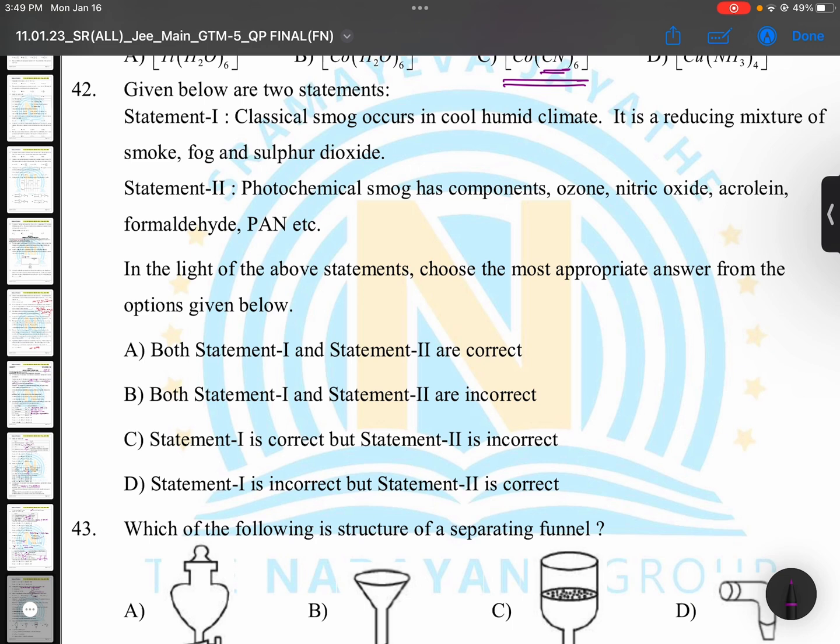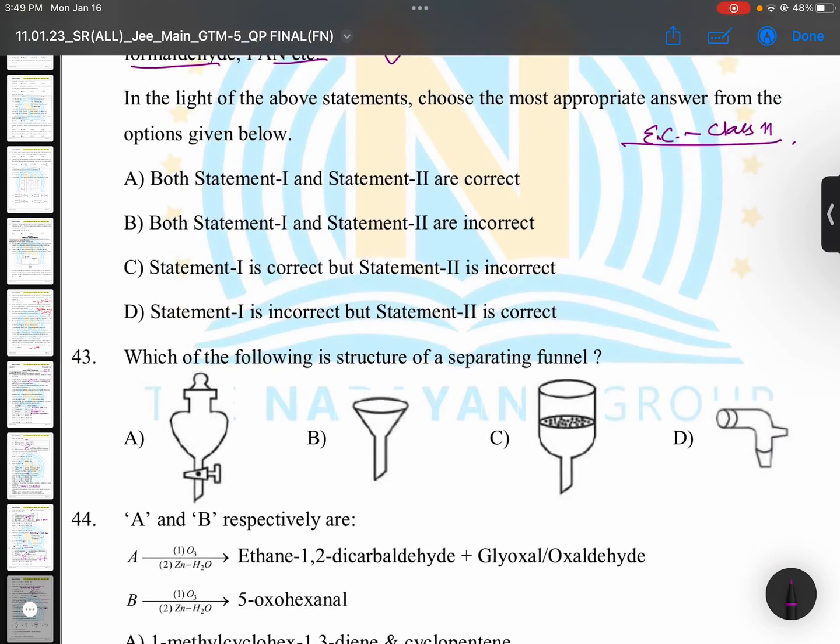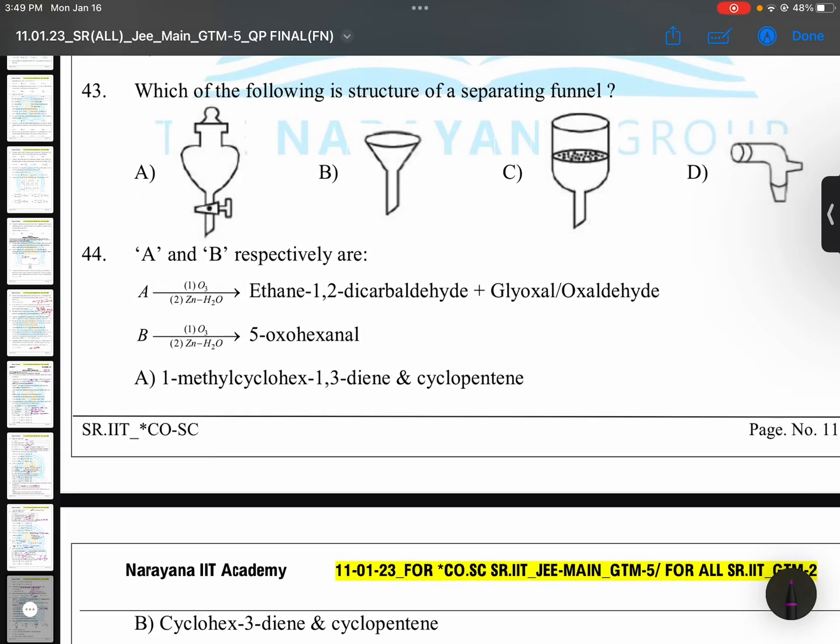Two statements are mentioned here. Classical smog occurs in cool, humid climate. It's a reducing mixture of smoke, fog, and sulfur dioxide. Photochemical smog has components ozone, nitric oxide, acrolein, formaldehyde, PAN. Both right statements. Environmental chemistry, class level. Which of the following is a structure of separating funnel? This question, I think, it has come in past years. Practical chemistry.